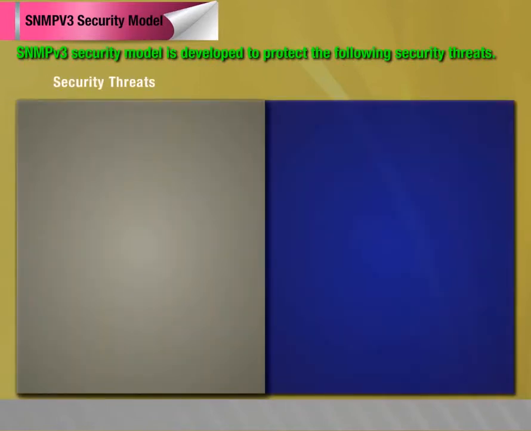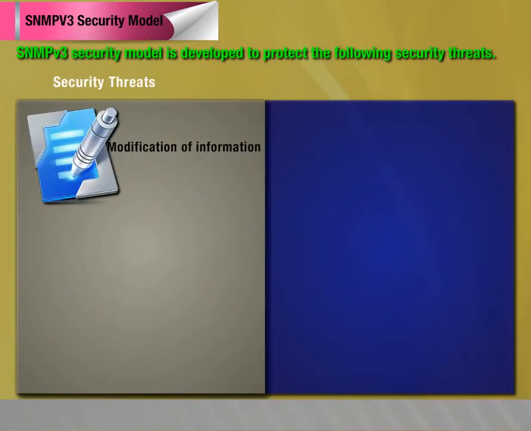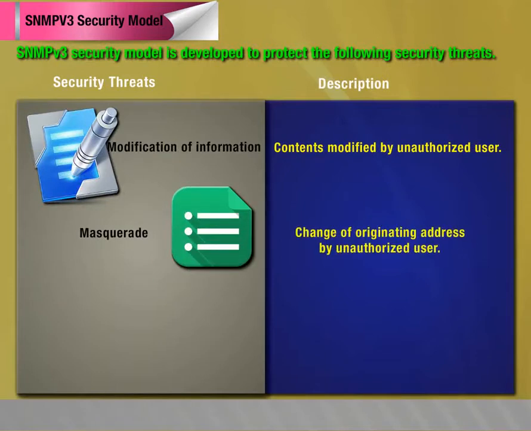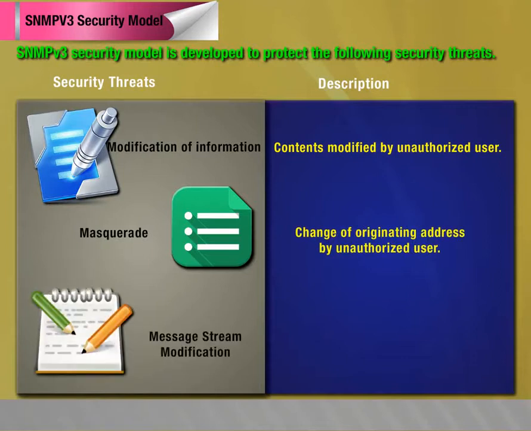Security threats: modification of information. Description: contents modified by an unauthorized user. Masquerade: change of originating address by an unauthorized user. Message stream modification: reordering, delay, or replay of messages.